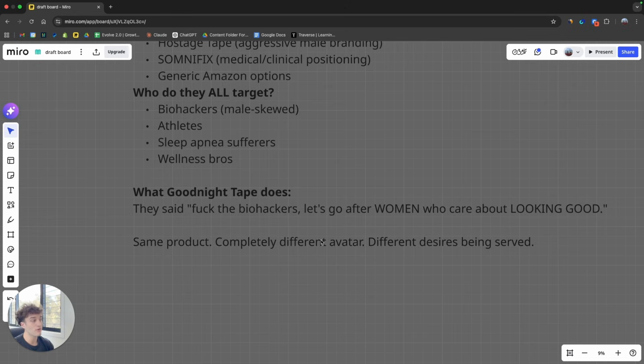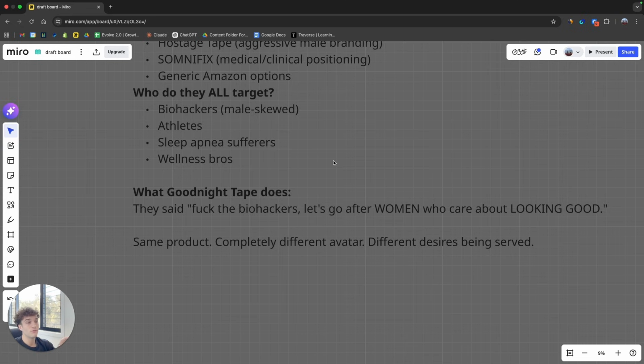So that is why you can see what this product does. And the reason why it's so effective is because it utilizes a unique mechanism in the product to essentially say, fuck everyone else. Fuck the biohackers. I don't want to go after athletes. Let's go after women who care about looking better. It's the same product. It's a completely different avatar, different desires being served. And if you guys aren't completely new to dropshipping, you've heard of the term purple ocean. This is going into a market that's already proven and just adjusting your targeting to fit a new avatar.